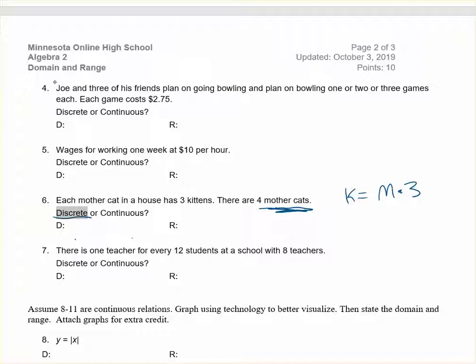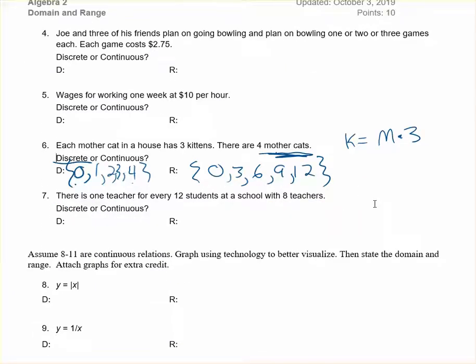So our domain is only, I guess, if we were only counting 1 cat, 2 cats, 3 cats, 4 cats. And the range, if there was 0 mother cats, there would be 0 kittens. If there was 1 mother cat, there would be 3 kittens. If there was 2 mother cats, and so on. So you would just keep going until you get to 4 mother cats. I skipped 3 over here for some reason. So that's an example of a discrete function that you would not be able to write like all real numbers for mother cats. It's not possible.